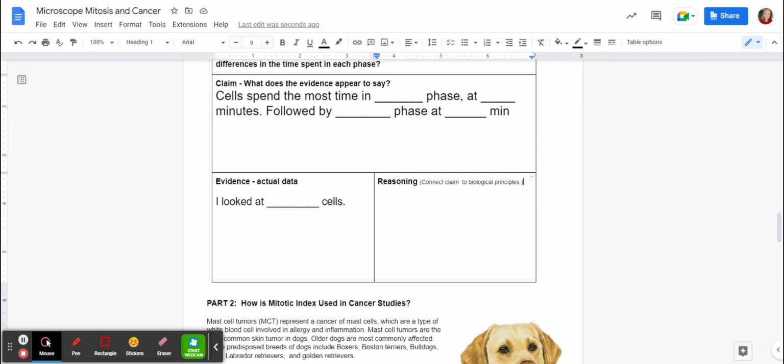For the reasoning, it says connect claim to biological principles. This is where you're going to say, I would bet, everybody's going to say, interphase takes the most time because, and then you need to talk about what actually happens in interphase that takes so long. Why is interphase such a long phase? What do we know? Your notes are going to be helpful. And then you might say, just do the longest and the shortest. Whatever of yours ends up being the shortest, say it's the shortest because here's what has to happen, which doesn't take very long. That's it for the CER.